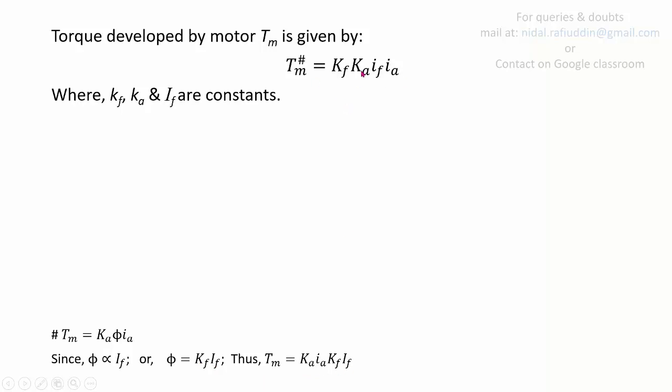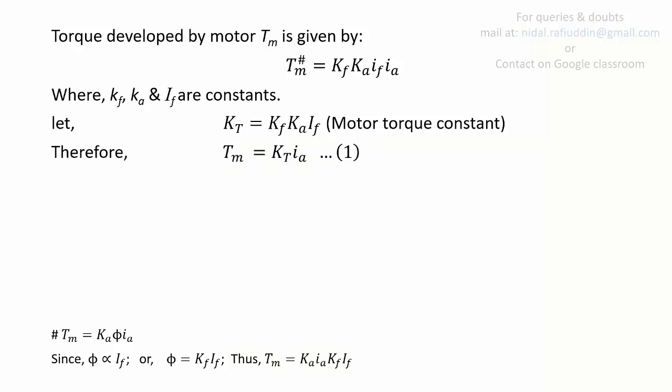So this is what is written over here, and here Kf, Ka, If are constants, and thus we take this term as Kt, which is nothing but the motor torque constant. It's called the motor torque constant, and thus Tm can be written as Kt times Ia. So let's call this equation 1.